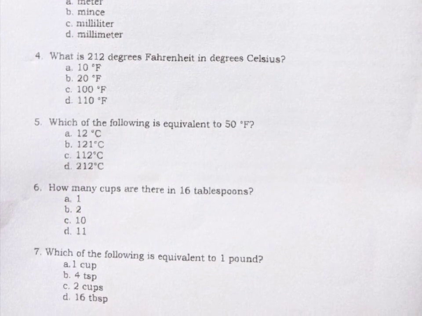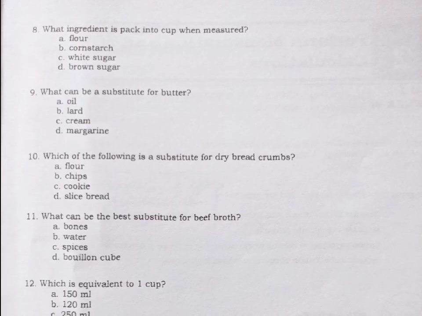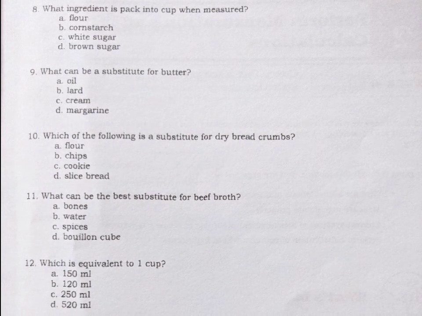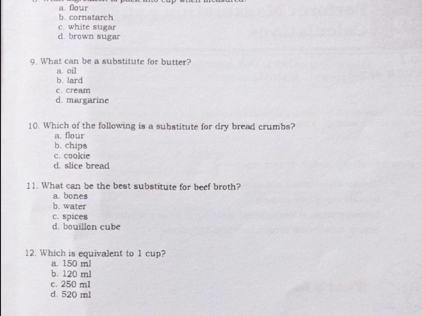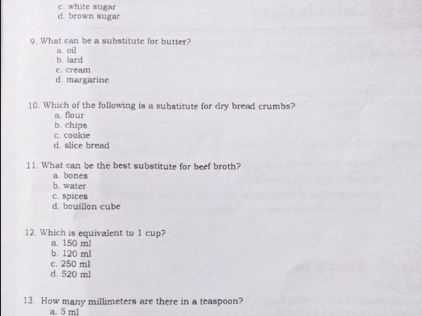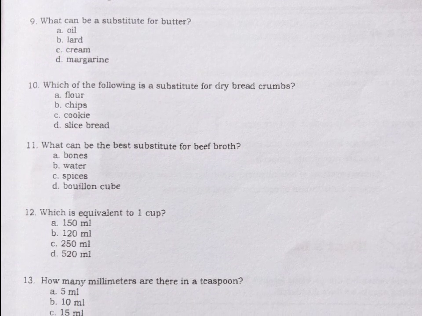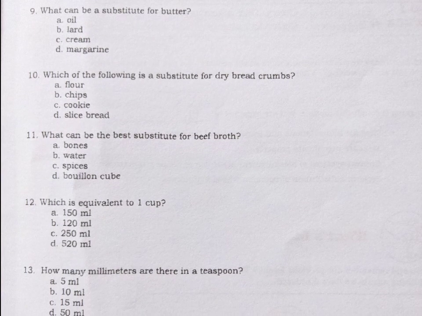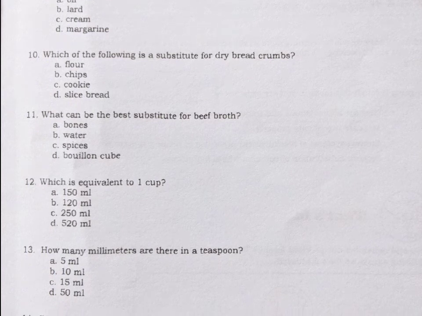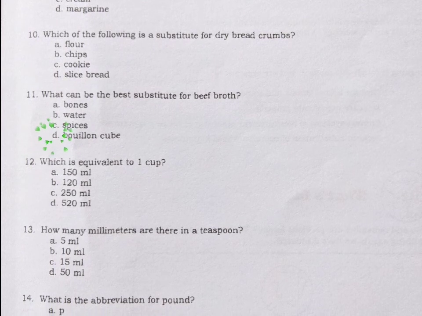Number 7. Which of the following is equivalent to 1 pound? The answer is 2 cups. Number 8. What ingredient is packed into a cup and measured? The answer is brown sugar. Number 9. What can be a substitute for butter? The answer is margarine. Number 10. Which of the following is a substitute for dry bread crumbs? The answer is sliced bread. Number 11. What can be the best substitute for beef broth? The answer is bouillon cube.